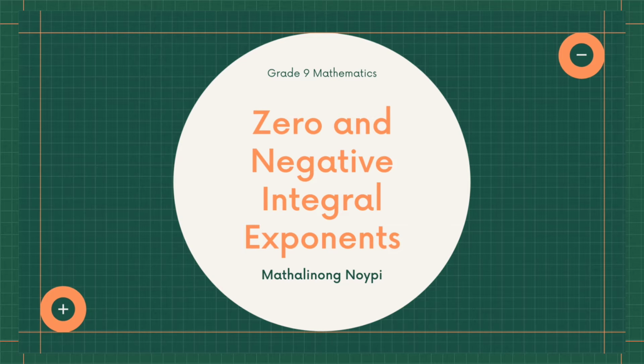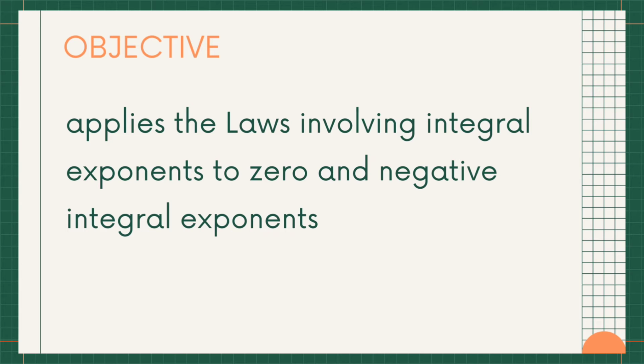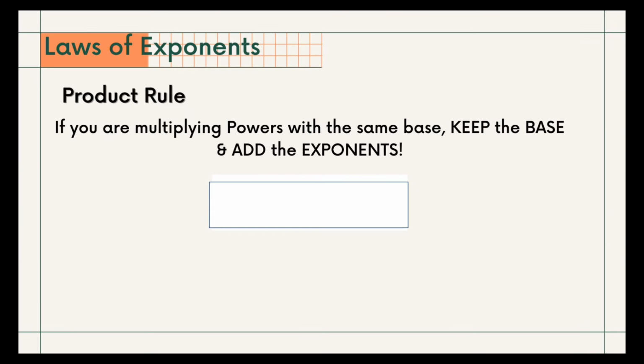Okay, so discuss muna natin what is our objective for this lesson. So our objective for this lesson is to apply the laws involving integral exponents to zero and negative exponent or negative integral exponents.